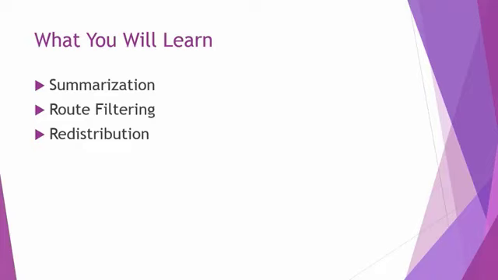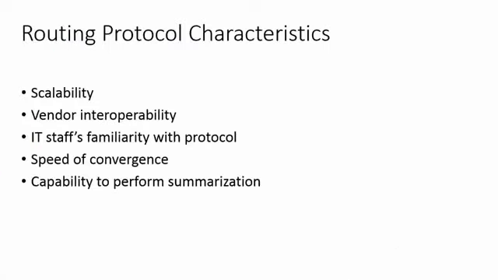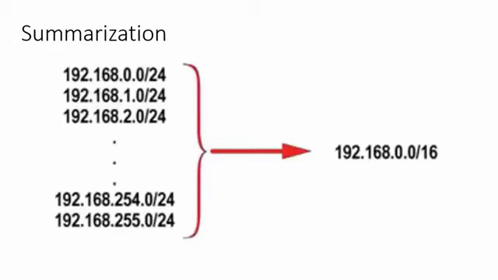So let's go ahead and begin with summarization. It reduces the number of entries in a router's routing table. That eats up less memory, and also CPU, because it reduces the number of network advertisements that need to be sent. And that can obviously decrease convergence time as well.